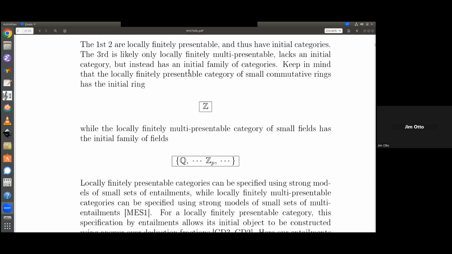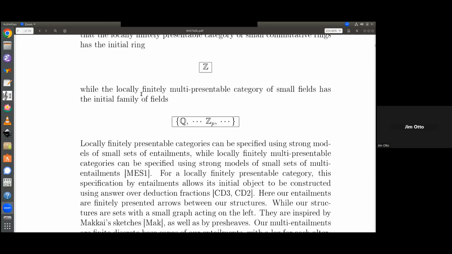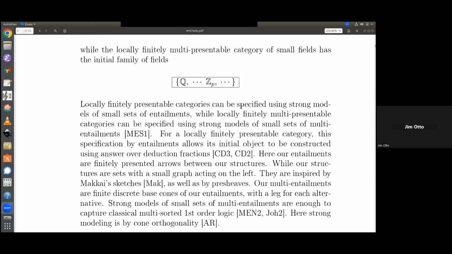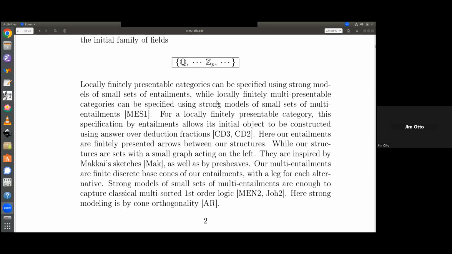the issue there is when you're locally finitely presentable, you have an initial category. For example, in the locally finitely presentable category of small commutative rings, the integers are the initial ring. Whereas if you have the locally finitely multi-presentable category of small fields, instead you have an initial family of fields, the rationals and then the integers modulo a prime. So it's a pretty big distinction.